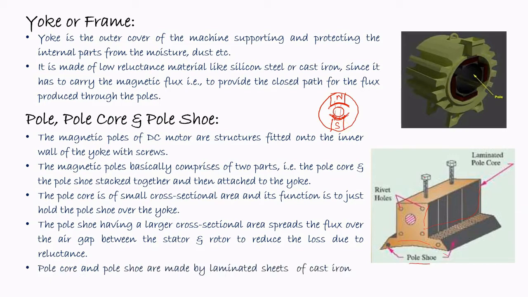The pole core and pole shoe are made of thin laminated sheets of cast iron or cast steel, that is to reduce the eddy current loss and the hysteresis loss. The material, that is the cast iron and cast steel, has a very low hysteresis loop, so it creates less hysteresis loss. And similarly, the laminated sheets are basically used to reduce the eddy current loss in the system.